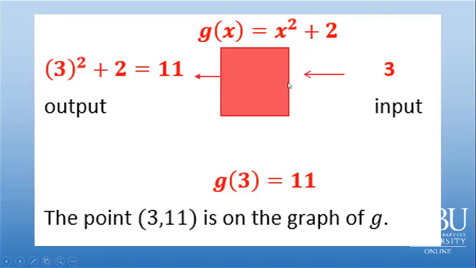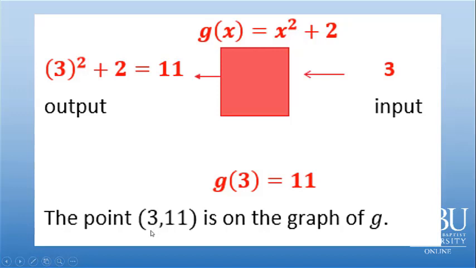For example, if I represent g as a machine or like a box here on an assembly line, and I input the number 3 into g, what would be the output? It would be 3 squared plus 2, which is 11. So the function notation would say g of 3 equals 11.